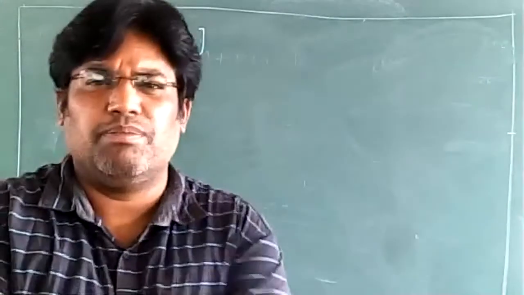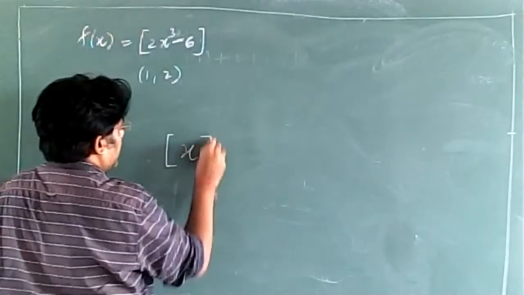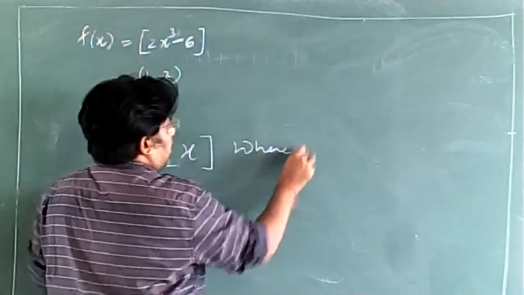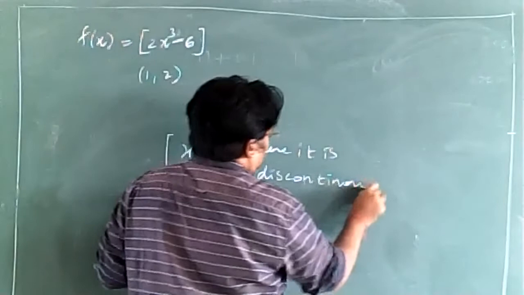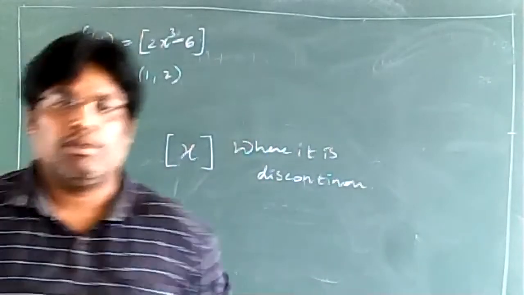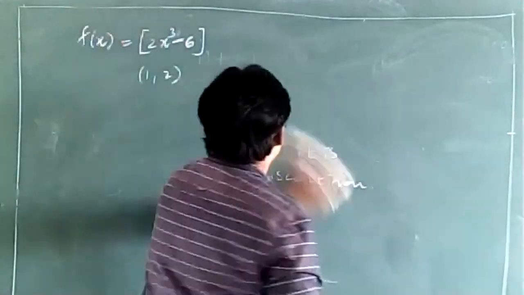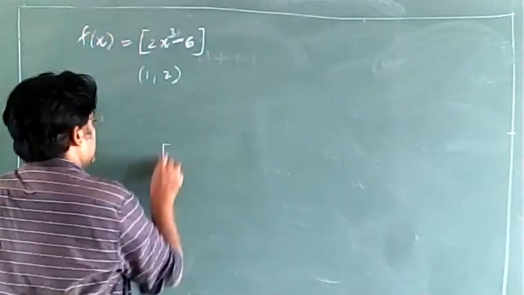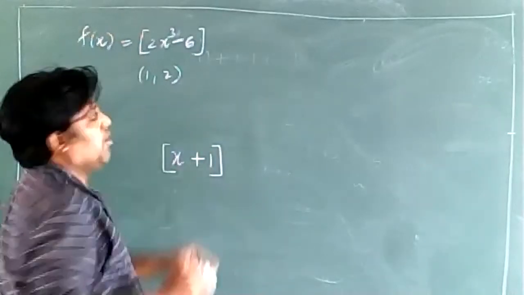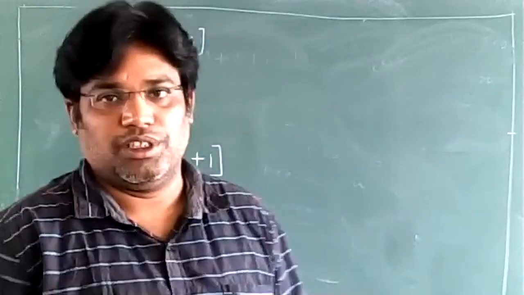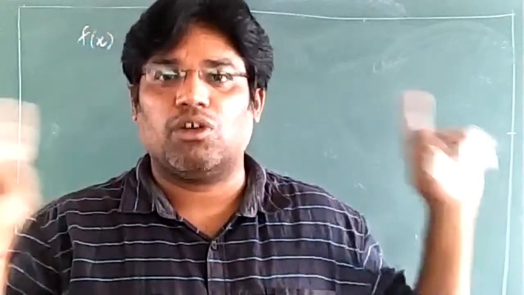Now my simple question to you is: step x, where is it discontinuous? That is my question. At all integral points, right? Step x is discontinuous at all integral points. Now another question: step function of x plus 1, where is it discontinuous? That is my question. Then what should we do? We have to keep checking where the integer points come.